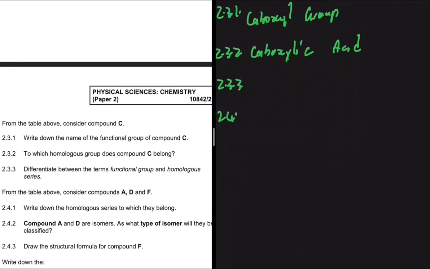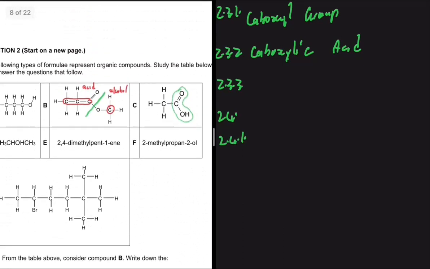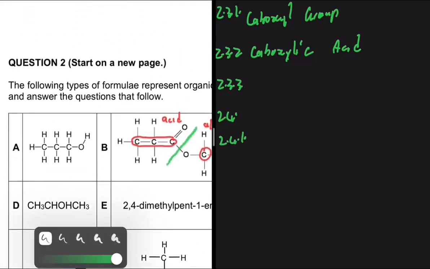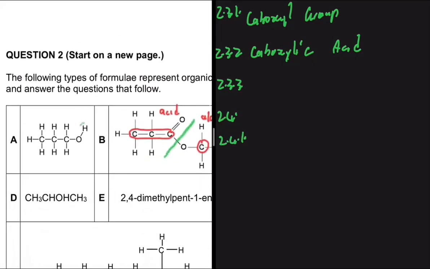2.4, from the table above, consider compounds A, D, and F. The first question: write down the homologous series to which they belong. So let's go to compound A. Compound A, we have an OH, which is the functional group of an alcohol. So we know that compound A is an alcohol.